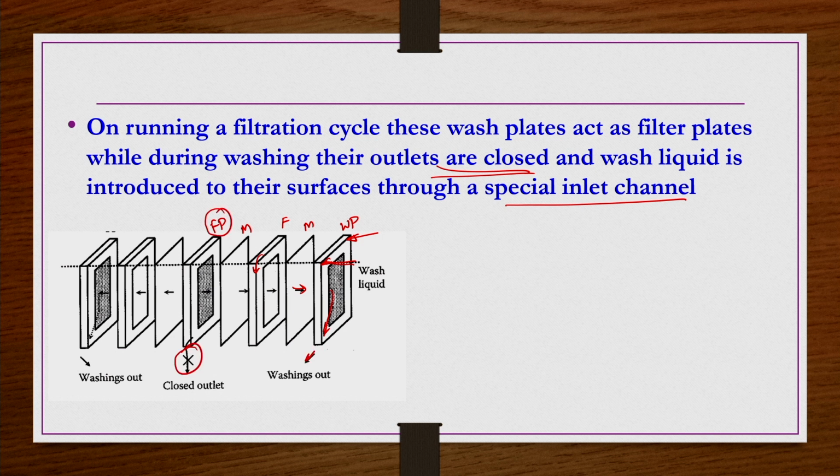Whatever wash liquid is there, that is collected back from here like this. The filtration process and the wash process are quite similar, but the only thing is that their entry ports are different and how they are collected is slightly different. Filtrate is collected through the filtrate plate as well as the wash plate, but wash liquid is collected only through the wash plate outlet.